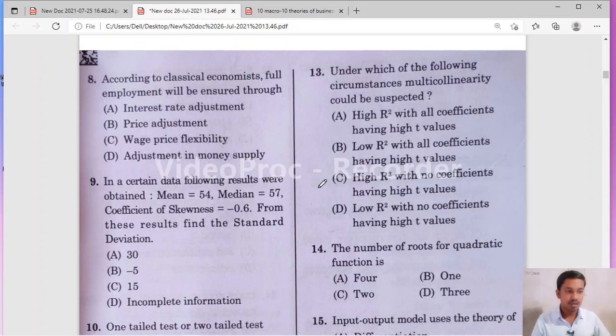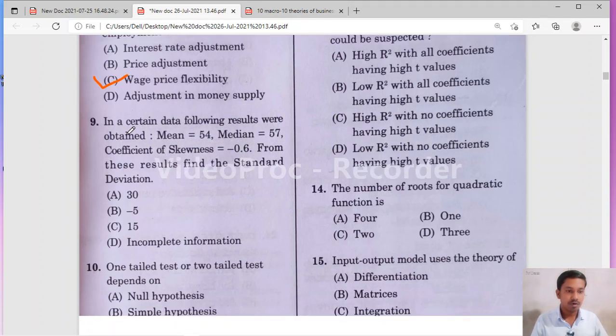Yes, question number 8, according to classical economists, full employment will be ensured through option A, interest rate adjustment, option B, price adjustment, option C, wage price flexibility, option D, adjustment in money supply. Yes, here the right answer is option C, wage price flexibility. Yes, classical economists spoke about the wage and price flexibility to maintain full employment in the economy.